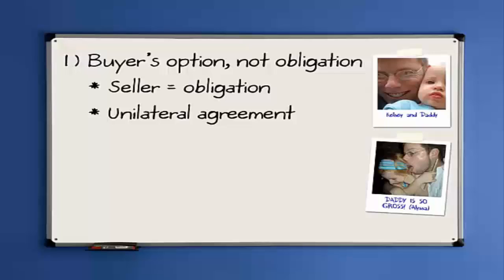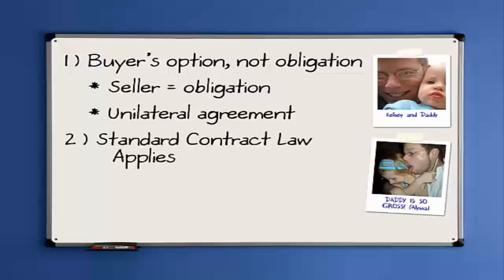And an option agreement typically is a unilateral agreement, meaning only one person, only the optionor, the giver of the option, is obligated to reserve that property under the terms of that option agreement for you for X amount of time. You don't have to buy. You have the option to buy during the term of the option agreement.